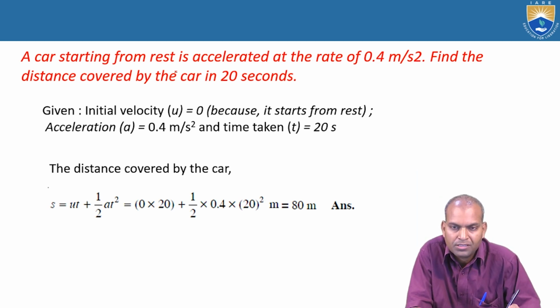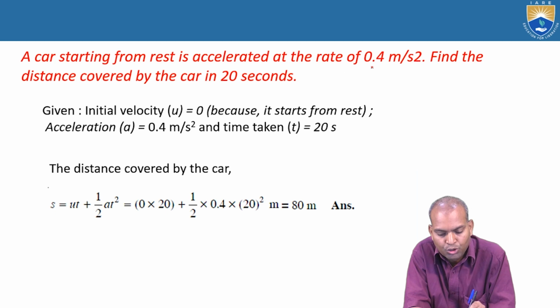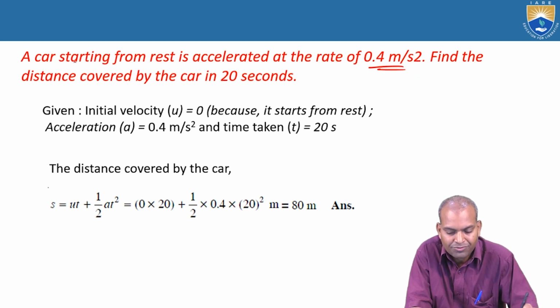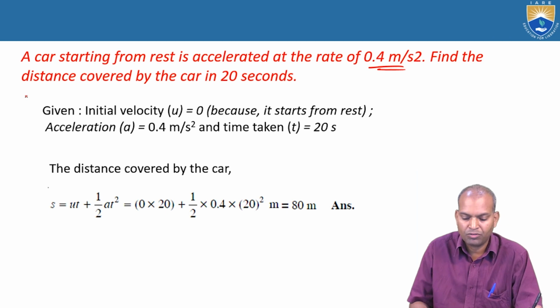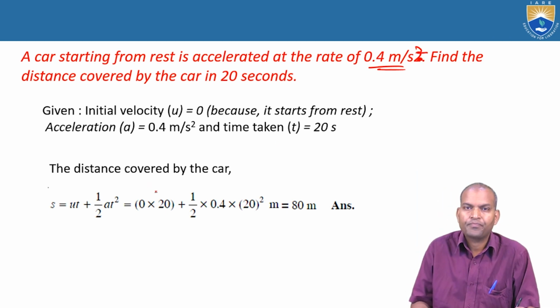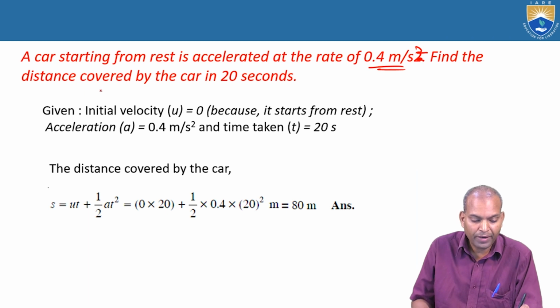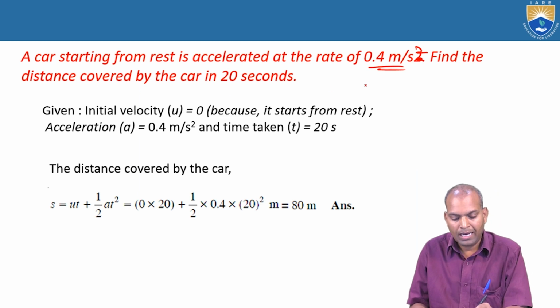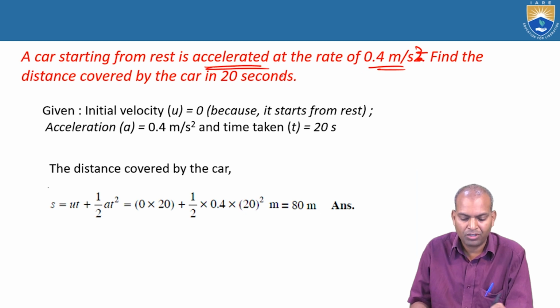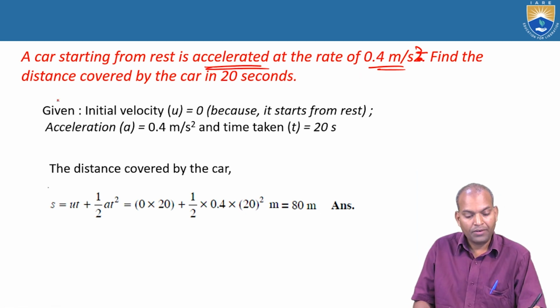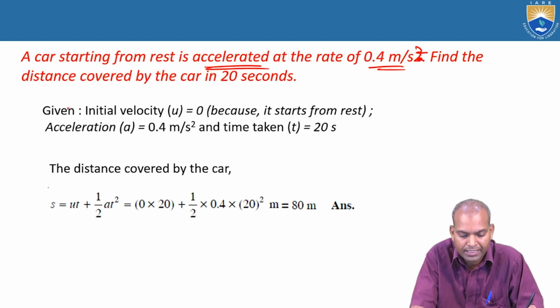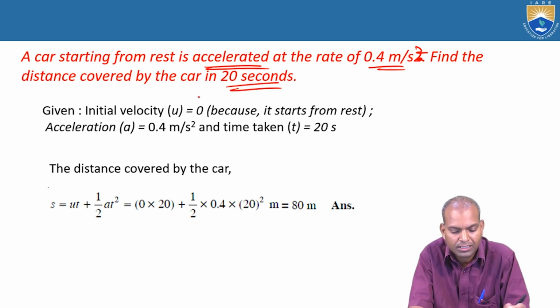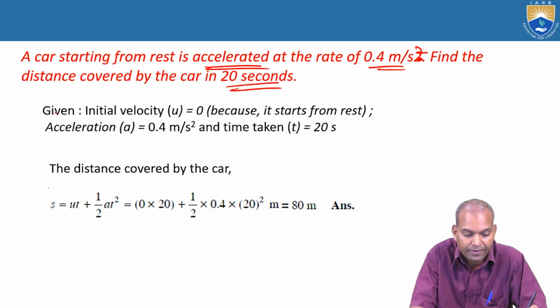A car starting from rest is accelerated at the rate of 0.4 meter per square second. Find the distance covered by the car in 20 seconds. Now, a car is starting from rest, that means initial velocity u = 0. At the rate of 0.4 meter per square second, based on this unit, this is the acceleration. And the total time is t = 20 seconds. We want the distance s covered by the car.